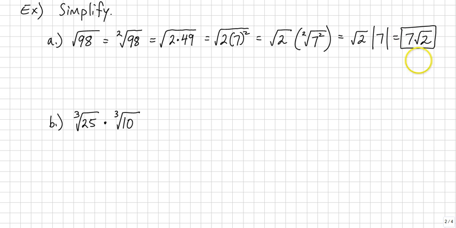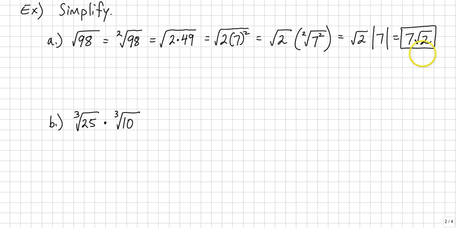Now I can't simplify that anymore because 2 is prime. So 2, I can't rewrite 2 into anything else other than 2 times 1. So I'm not going to be able to rewrite 2 so that I can use any of those properties, namely the one where the index and the exponent are the same, allowing you to get rid of the radical sign. I can't do that with 2 because 2 is prime.